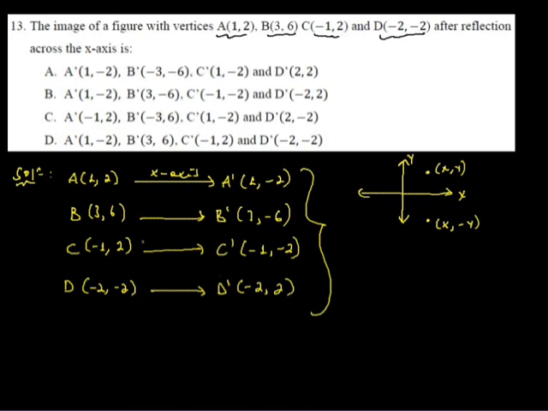So from the given choices, (1, minus 2), (3, minus 6), (minus 1, minus 2), (minus 2, positive 2) is the choice in B. So our answer will be B.